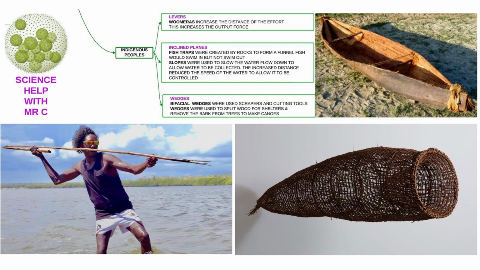to their best advantage. And the Aborigines also used bifacial wedges as scrapers and cutting tools. And they also used normal wedges to split wood for shelters and remove the bark from trees to make canoes. And here's a diagram of a bark canoe created by the Aborigines. Then we've got the inclined plane to make a fish trap.